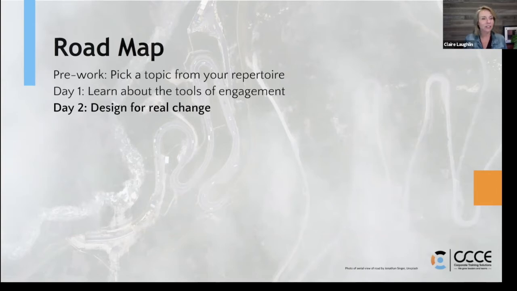Today, we are talking about designing for real change. That's what we call transformational design. The emphasis here is to really get people to want to make a difference in their behavior, which is something that a lot of training doesn't really touch on. So today we're really thinking about designing for real change.